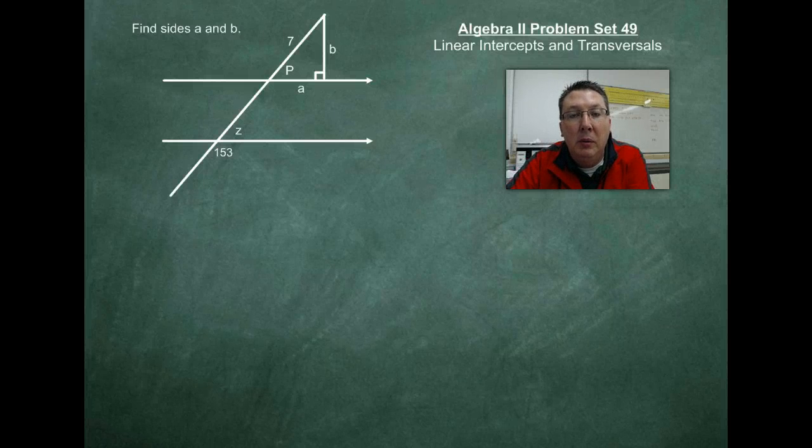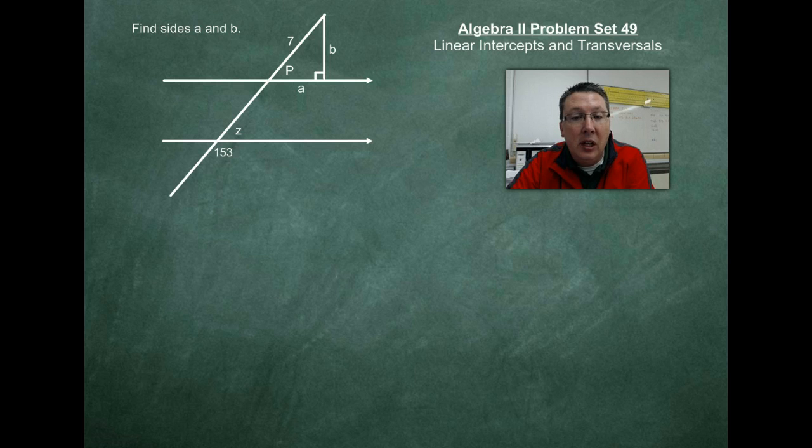Today we're looking at problem set 49, which covers linear intercepts and transversals. The first example deals with parallel lines cut by a transversal, and you see we have a triangle involved, and we need to find specific sides or angles in this problem. Let's use some of the properties that we know about parallel lines cut by a transversal and some angle relationships. Then, whenever we look to find sides A and B, we will use some triangle relationships, probably some trig ratios that we've been dealing with.